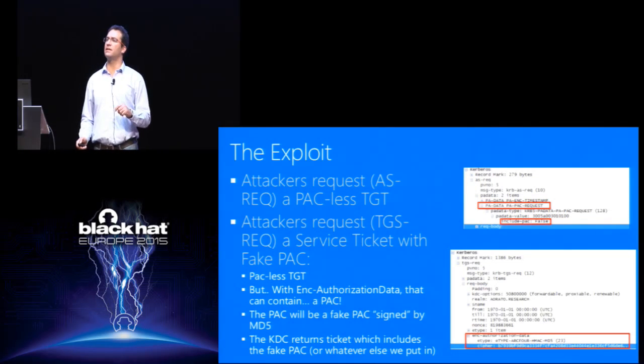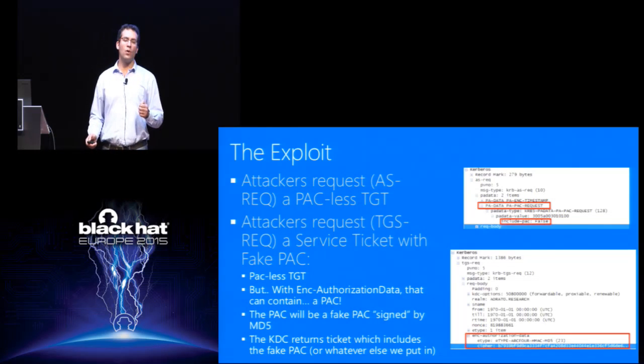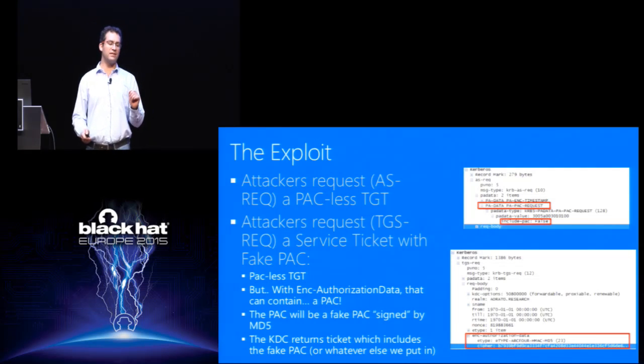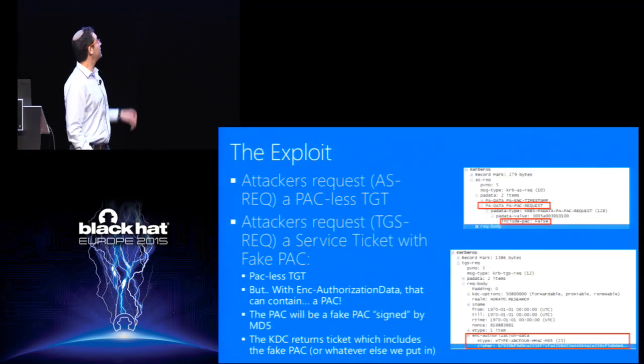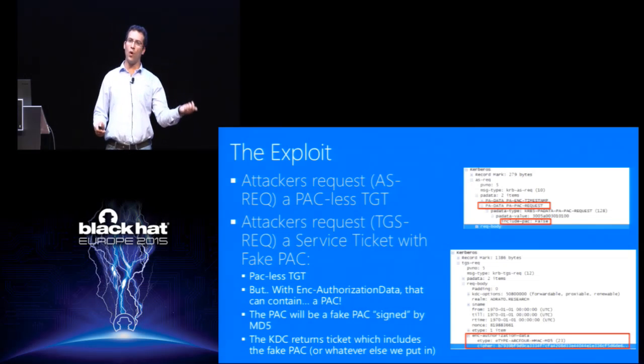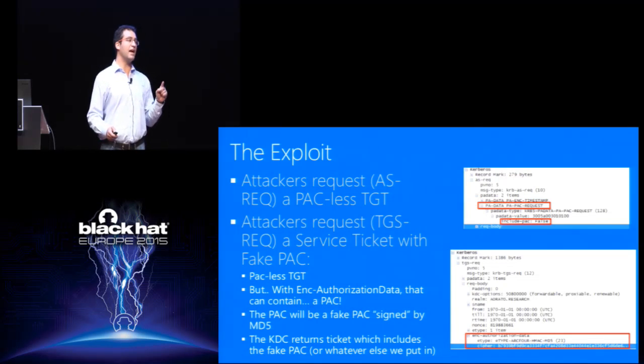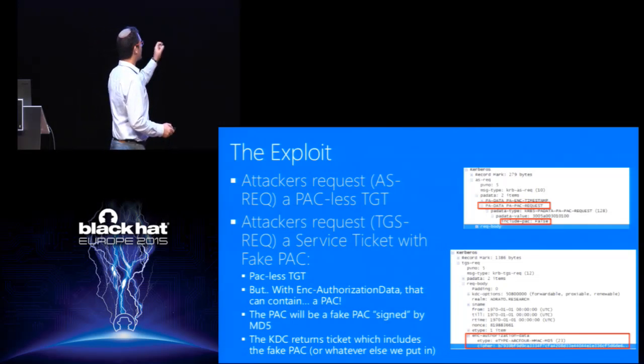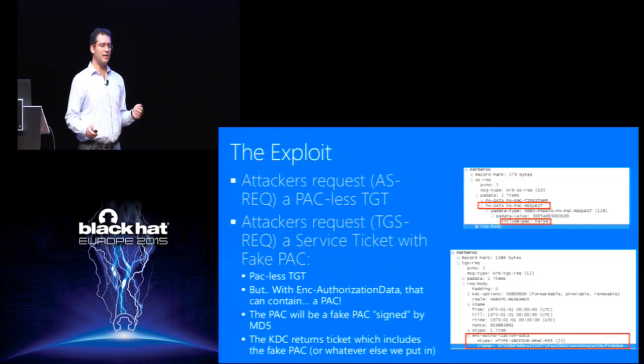So here is how it works for the attackers. The attacker first sends an AS request, an authentication request, but they ask for a PAC-less TGT. Please give me a TGT without a PAC. This field includes PAC equals false. Then the attacker requests with a TGS request a service ticket with a fake PAC. So they quote that PAC-less TGT, but they have a new field there called authorization data, which is optional. And in that field, they fill in their MD5 signed PAC.